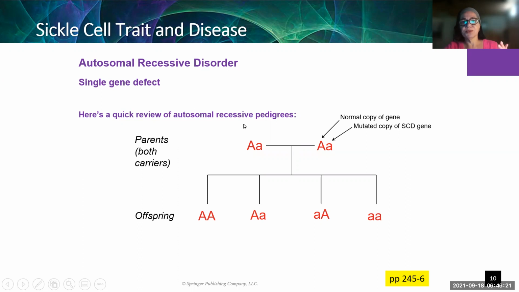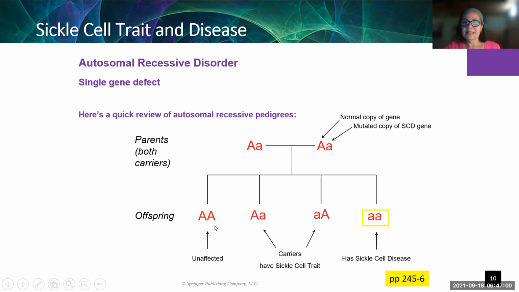A little review of how genetics happens. Here we have 2 parents. They're both heterozygous. They're both carriers. Since this is a recessive disorder, the dominant condition is the normal one, represented by capital letters. So the normal copy of the gene is capital A, and the mutated copy of the sickle cell disease gene is little a. If you have 2 heterozygous parents, there are 4 different possible combinations that they can make, and their offspring will come out as.